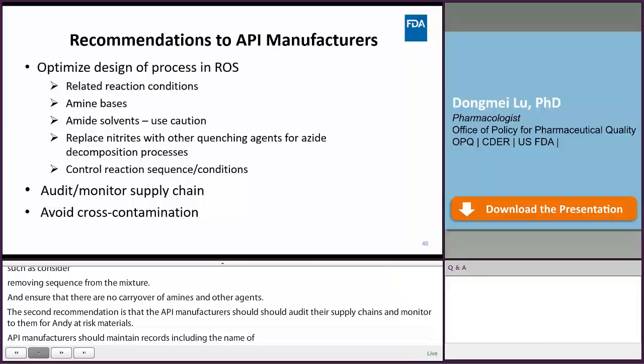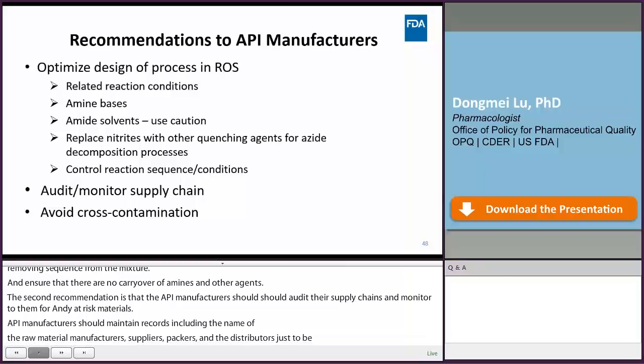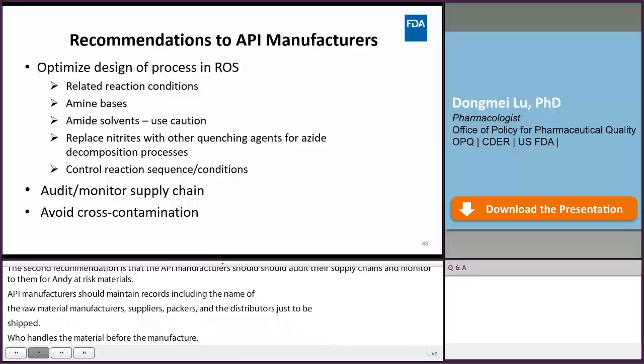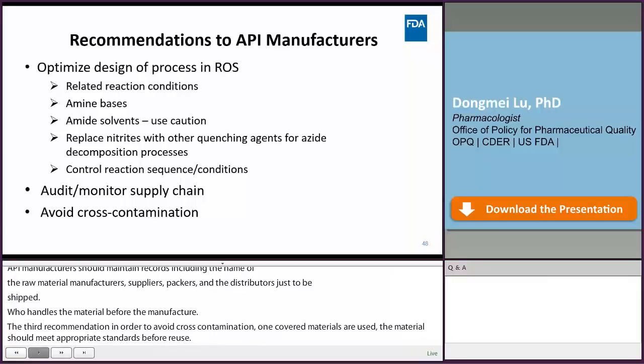The third recommendation: in order to avoid cross-contamination when recovered materials are used, the recovered materials should meet appropriate standards before reuse. If it is outsourced to third-party contractors, the API manufacturer should audit the contractor's validation of cleaning procedures.